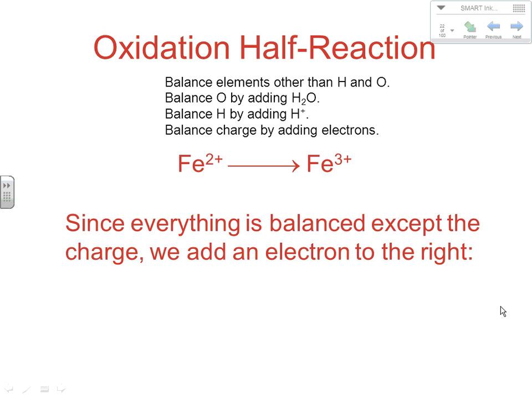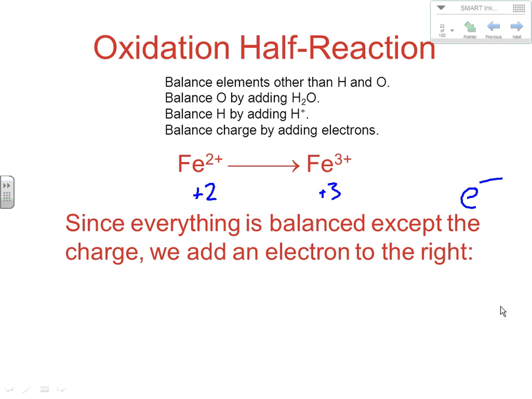I don't have any O's and H's, so B and C are also done. And that brings us to part D of this: balance the charge by adding electrons. Here's where you've got to be careful. Since everything is already balanced by atoms, you've got to evaluate charge to see what's happening with electrons. This side has a total charge of +2. This side has a total charge of +3. If it's balanced, the charges are going to equal each other, and they're not. So there must be something missing. Well, what's missing?